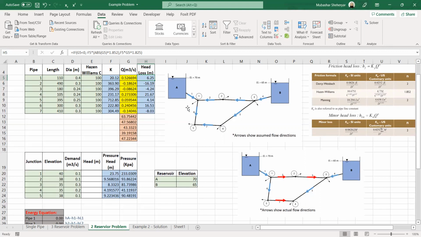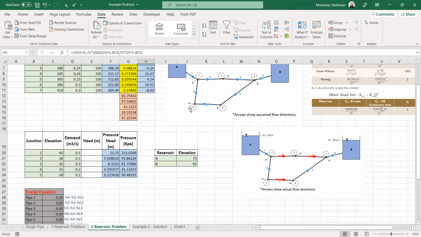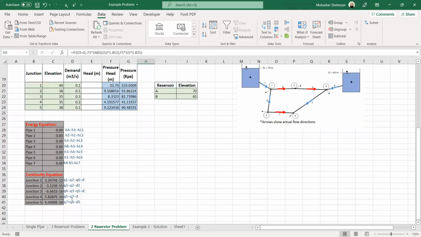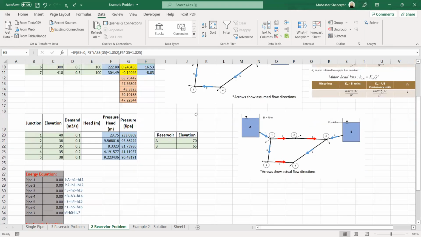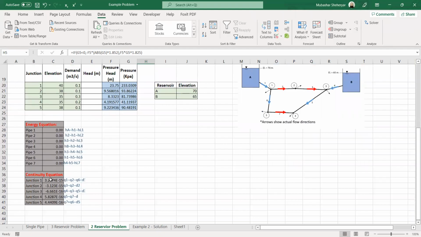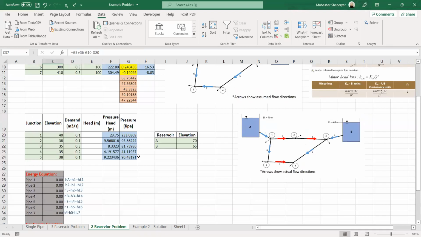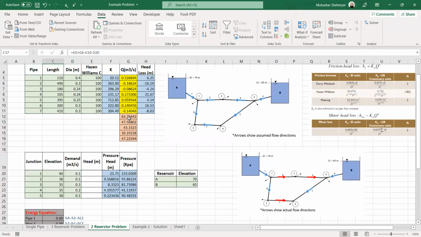For the continuity equation, the inflow is taken as positive while outflow is taken as negative. So the demand is also negative, and the outflow through the pipe from the junction is also negative. So the equation for junction 1 will be Q1 plus Q2 minus Q6 minus D. I have written all these equations. You can observe these equations I applied here, so that I can solve them easily through Solver.